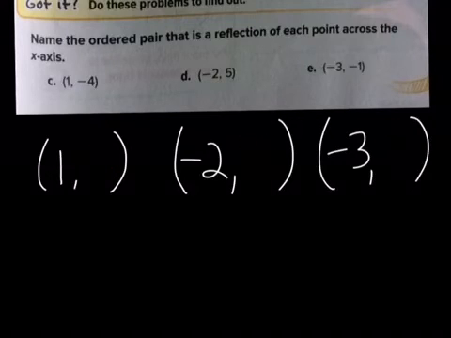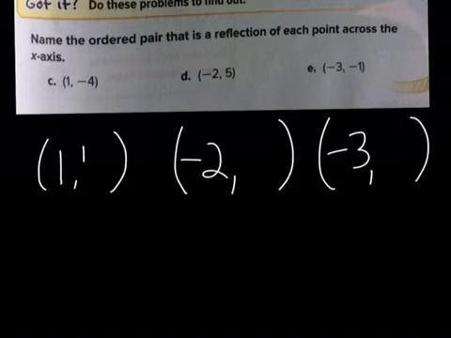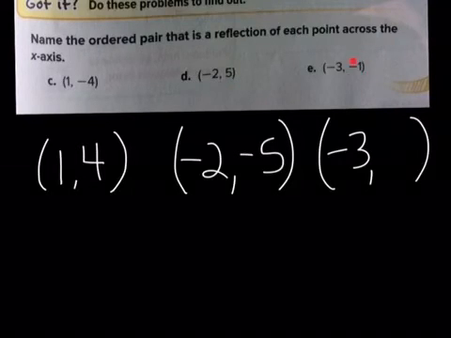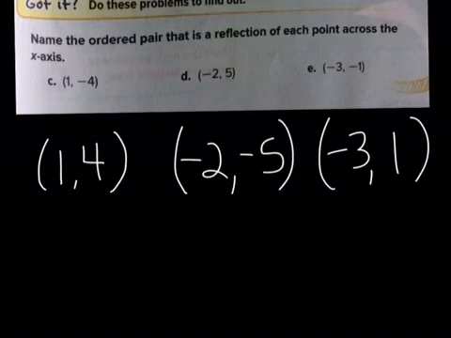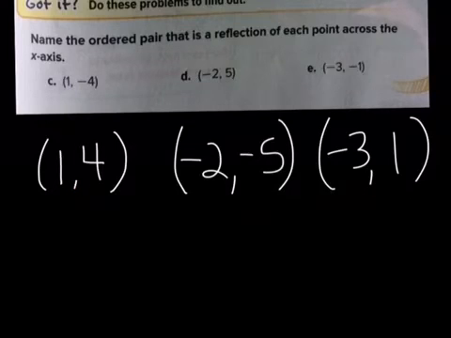I want you to think about it. What is the opposite of -4? Well, we go the other way around and we go up this time, so it'll be 4. What's the opposite of 5? Now we go down to -5. And what is the opposite of -1? Well, now we have to go up to 1. If this doesn't make sense to you, make sure that you ask me in class.